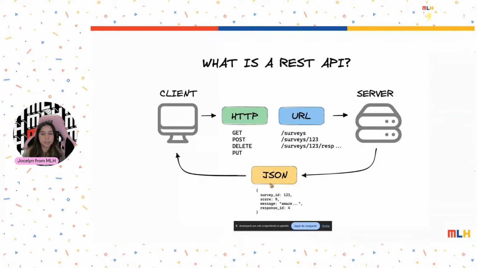So this information is usually in the format of a JSON object. To give you some context of what JSON is, because I will forget to explain this: a JSON is basically a way of laying down information in a format. You can call it a format of writing data, and its format is basically that you have a key. So our keys in this case are survey ID, score, message, response ID, and it has values, and the values are like 1, 2, 3, 9, amaze, and 4.